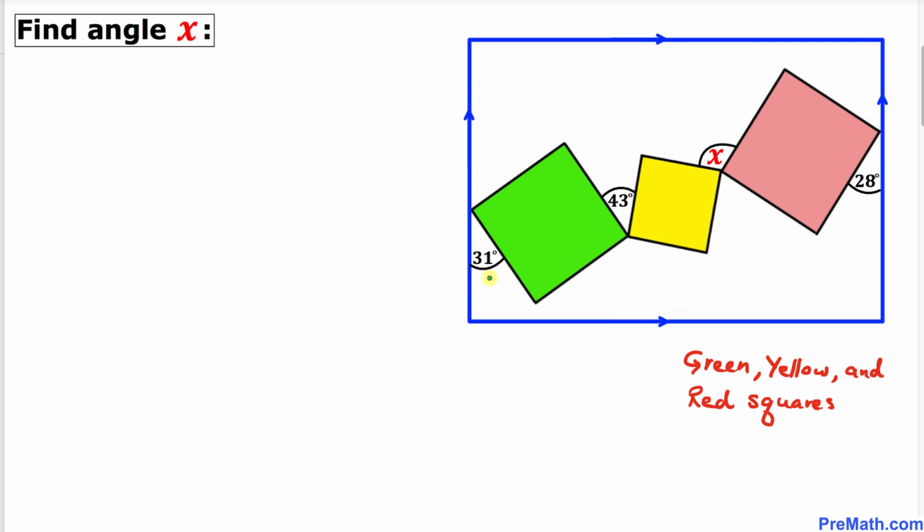that they make angles 31 degrees, 43 degrees, and 28 degrees, as you can see in this diagram. And now we are going to calculate this angle X.